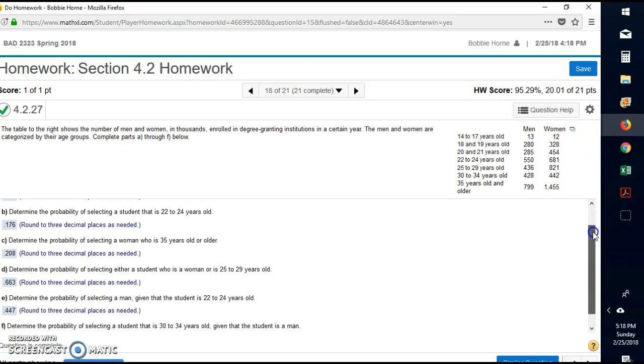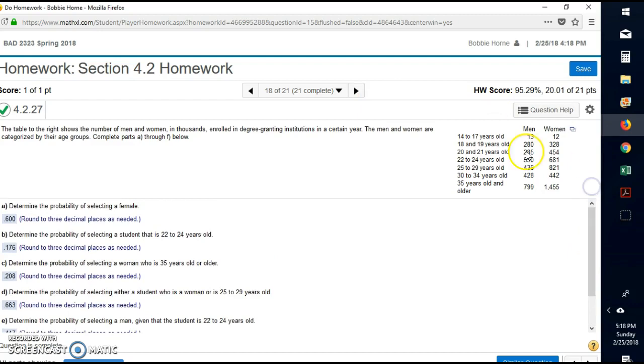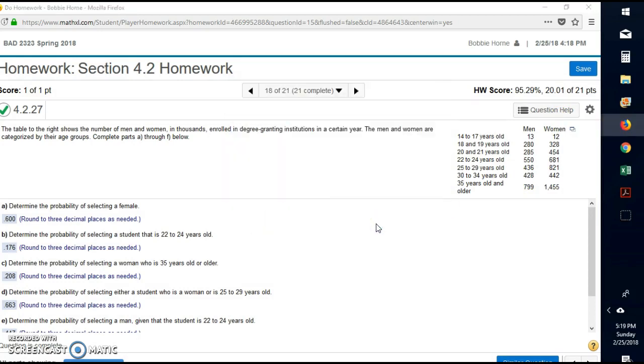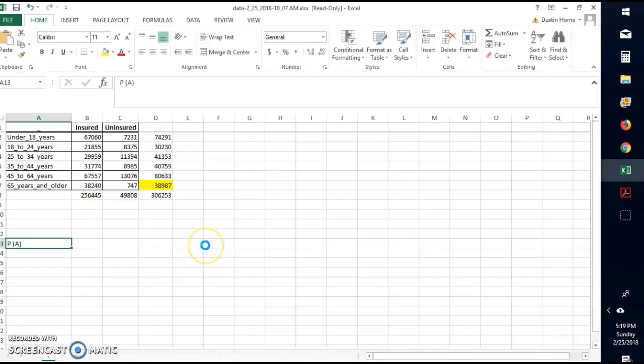Okay, and then on problem number 18, you could set this up in Excel if you wanted to and work this. I'm not going to work all of it just because we'll run out of time, but I can show you how to work some of these quickly. Give it just a second to open up.